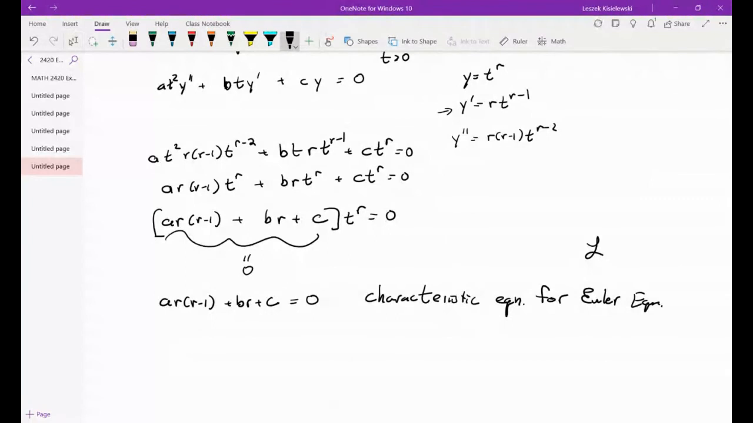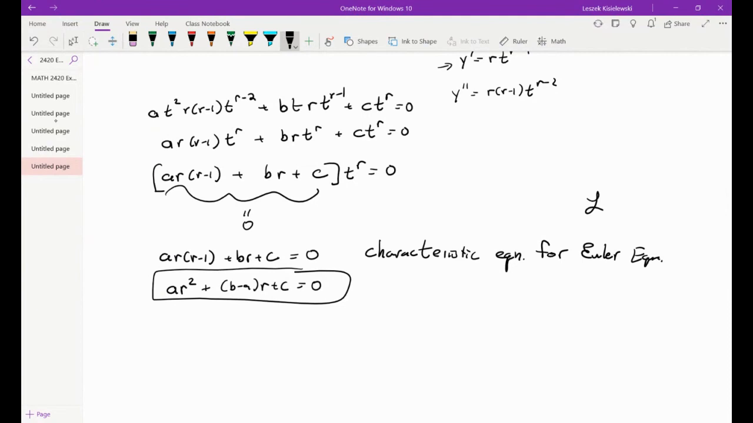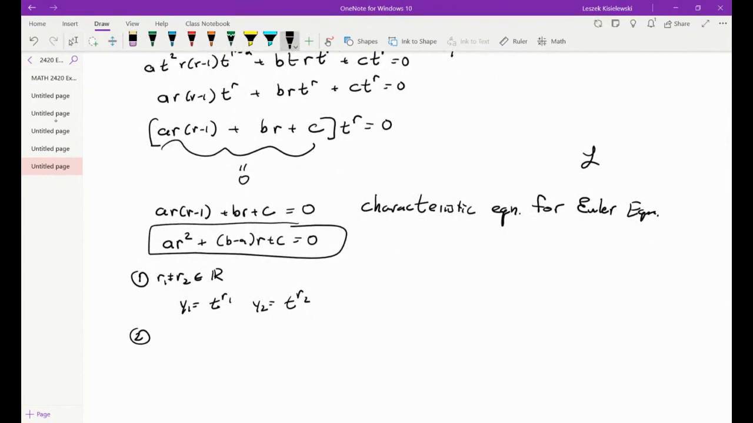Okay. Right, so then you'd want to find the roots of this polynomial. You can rearrange if you wish. And get the solutions. Right. So then there's the three cases as before. So if to this characteristic equation you get distinct real roots, that's the easy case. Right, then your solutions look like this. y1 is t to the r1, and y2 is t to the r2. That's simple. Okay. In the case of real but repeated root, so let's just call that r.